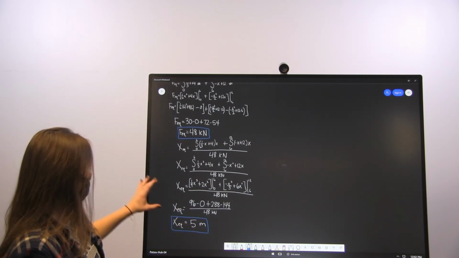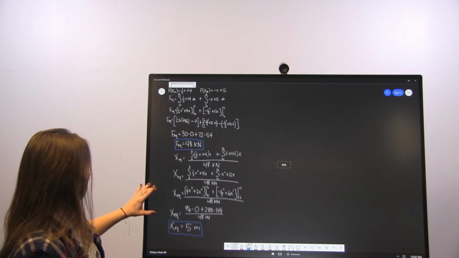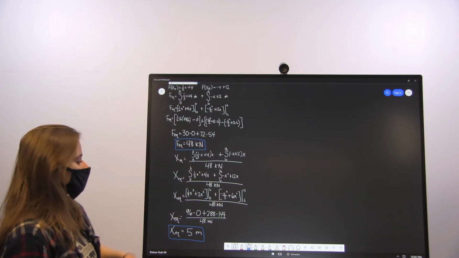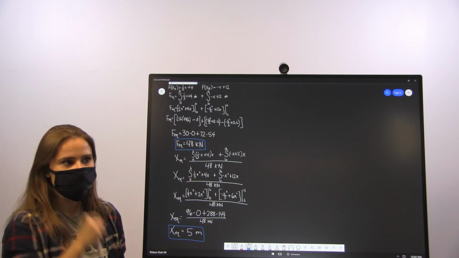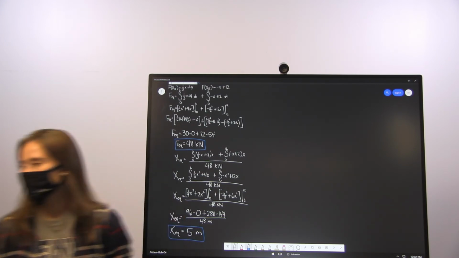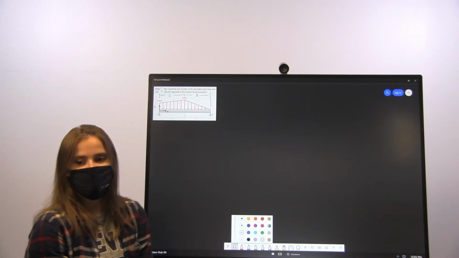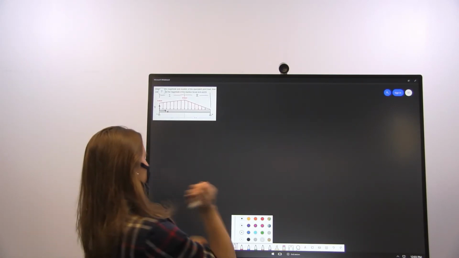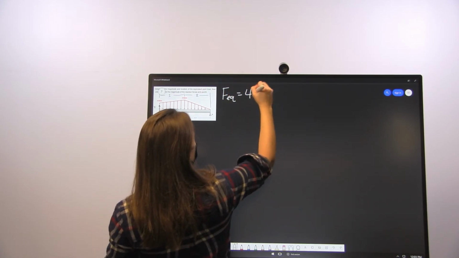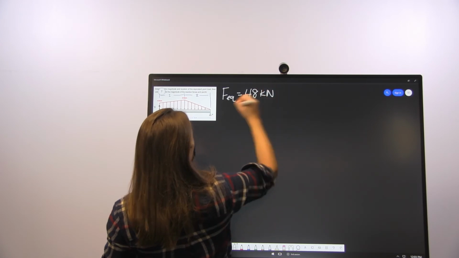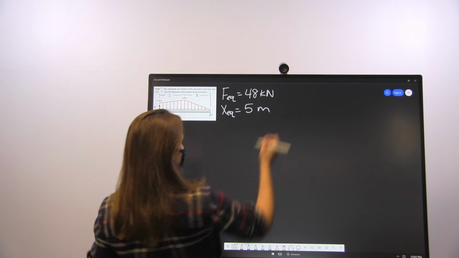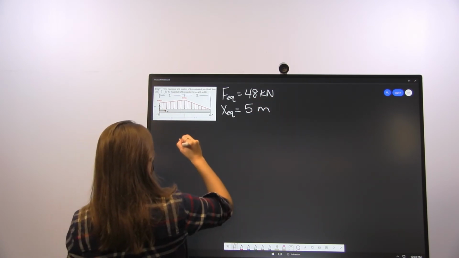So now that we have our equivalent point load, we have the force and where it is. From there we can go ahead and redraw our free body diagrams, and then solve for reactions at A and B. So our equivalent force was 48 kilonewtons, and our x for that is 5 meters. So I'm going to start to redraw our free body diagram.